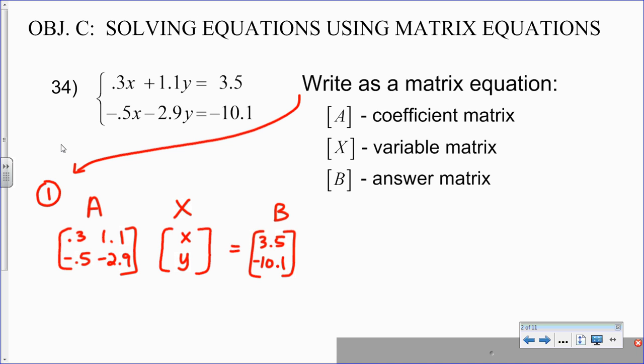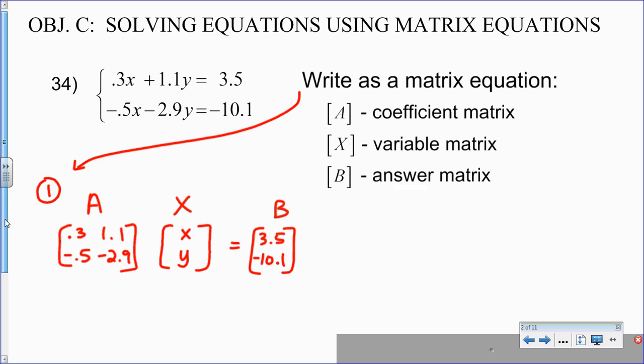Okay? So I have to be able to write that part out. Are we good with that? Everybody see where I got my numbers? Okay.